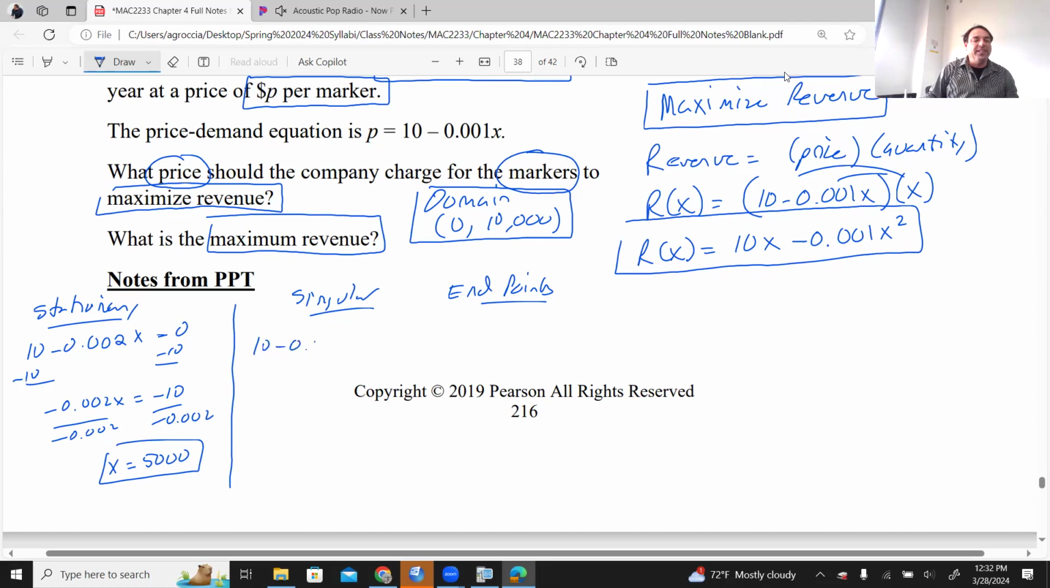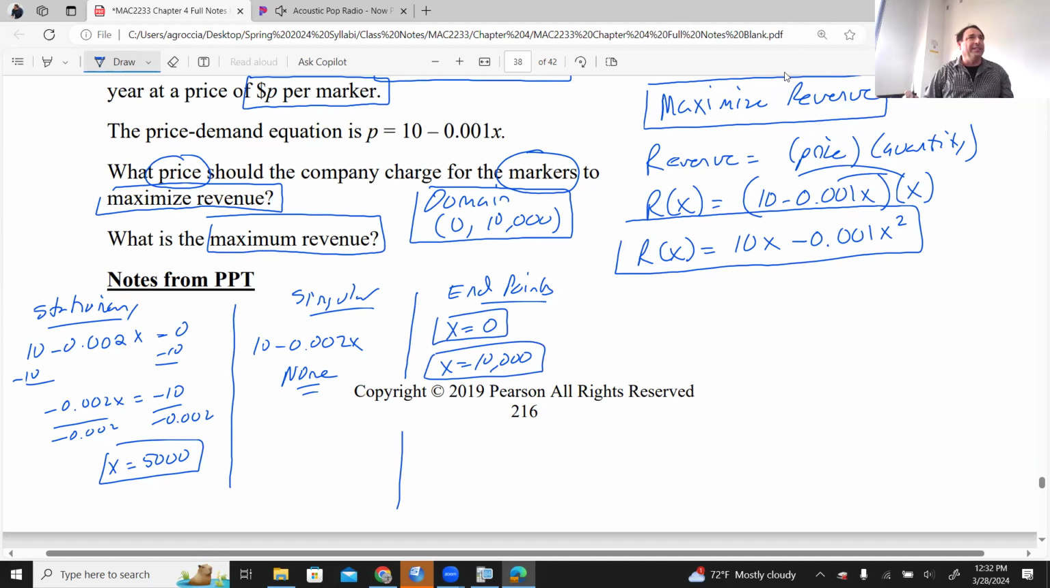Singular. Are there any singular at all? None. There's no dividing. There's no variable in the denominator. Endpoints, they were given to us. The endpoints are what the company can produce. The company can produce 0, or the company can produce up to 10,000. Now, again, those are possible, just not likely. If you're not producing at all, that doesn't make any sense, or producing at your maximum, you got a lot of stress going on there. Okay, but we'll check them all. So when we go ahead and plug in, our options are 5,000, 0, or 10,000.